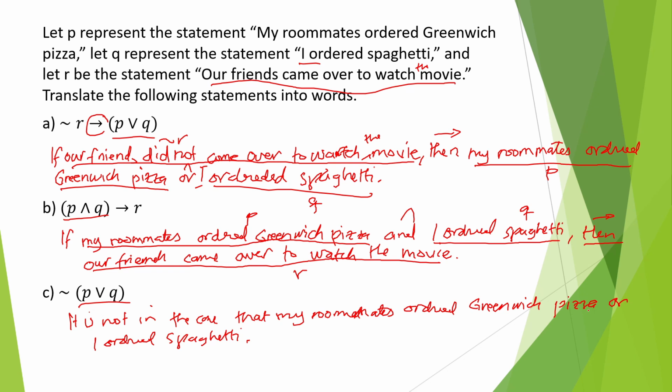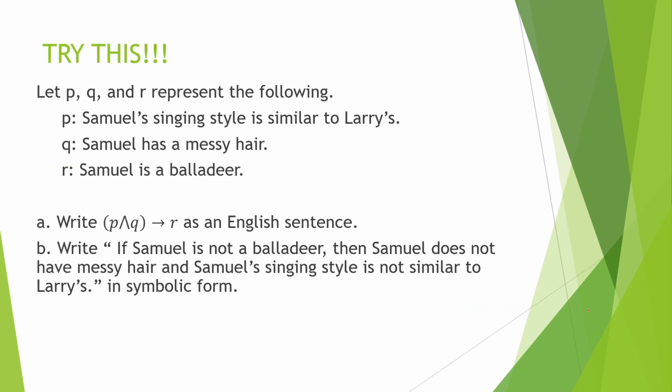Okay, so let's try this. So you have to try this at home. Let P, Q, R represent the following. P: Samuel's singing style is similar to Larry. Q: Samuel has messy hair, and R: Samuel is a balladeer. So you're going to translate this one.